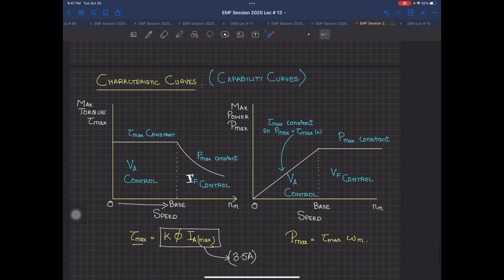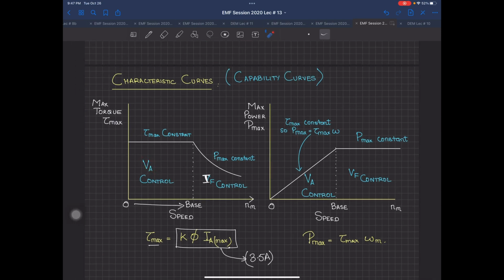Now in this VA control method, you are increasing from 0 to the base speed. In this region, you know power is equal to tau omega. So if I am talking about P max, this will be equal to T max into omega m. Now what is T max? T max is a constant value. It's not changing. The only thing that is changing is omega m, because I have on the x-axis 0 to nm. You can convert nm into omega m. So from 0 to the base speed, your omega m is increasing. That's why this is a linear line, increasing linearly depending upon how the x-axis is changing.